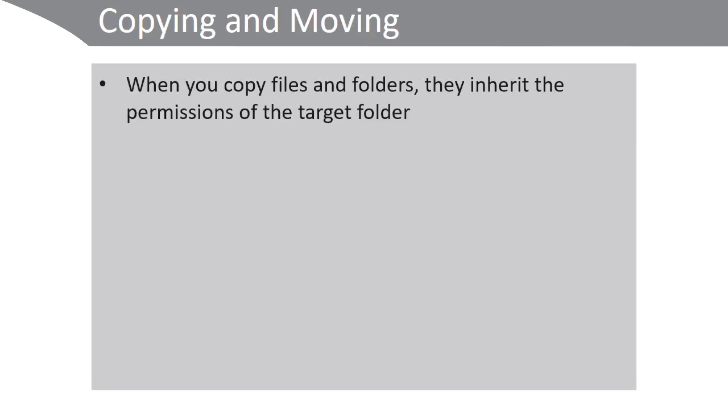What happens when you copy and move files around? Well, when you copy files and folders, they inherit the permissions of the target folder. So if it starts in c/data and you copy the file to c/data/sales, then it would inherit the permissions of the target folder, in this case, /data/sales.